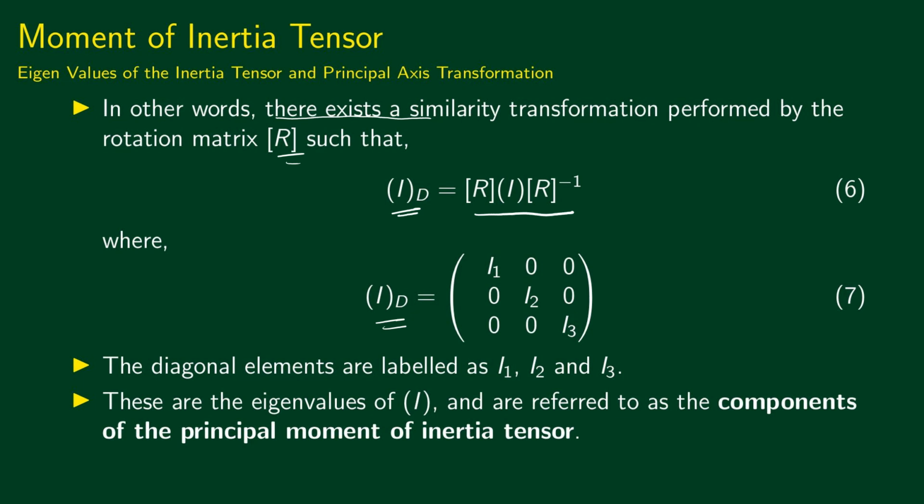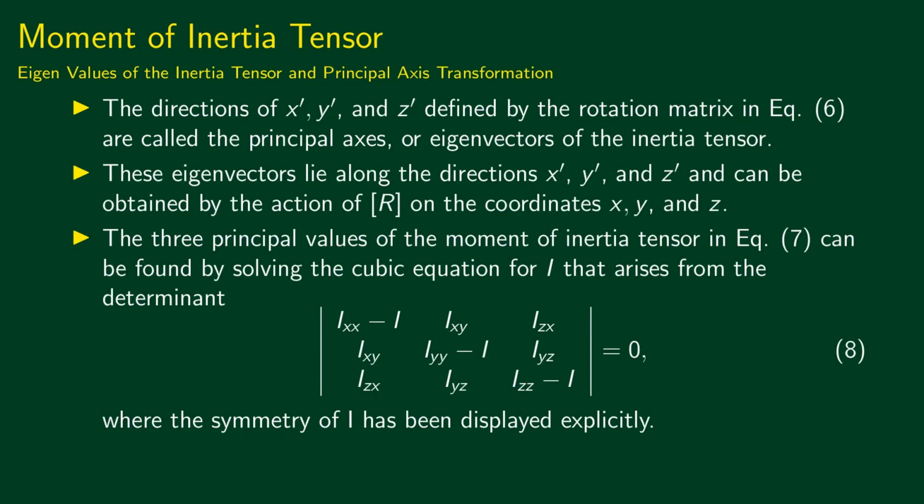Now for a diagonal matrix, the elements along the diagonal are actually the eigenvalues of that matrix. So what we have here are the eigenvalues of the moment of inertia tensor. These eigenvalues are referred to as the components of the principal moment of inertia tensor. Now let's say that I is diagonal, the moment of inertia tensor is diagonal in the new set of axes labeled by x prime, y prime, z prime. Then the unit vectors along these axes are known as the principal axes or eigenvectors of the inertia tensor.